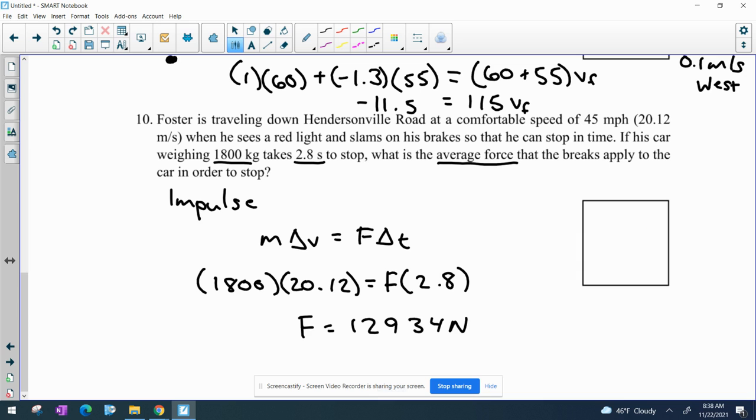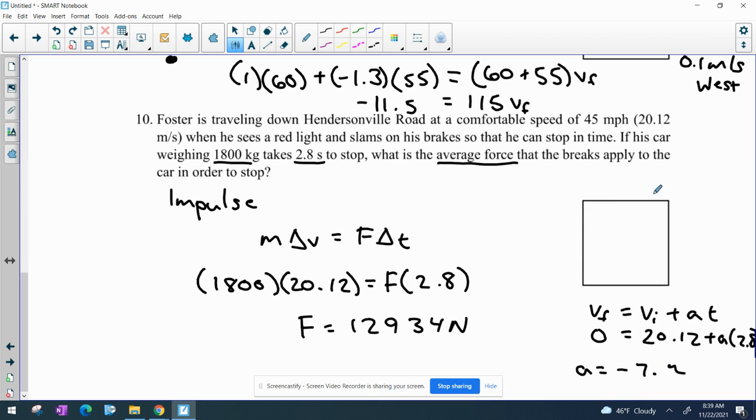Another way I saw people solving this, which is totally valid but not exactly related to this unit, is to find the acceleration by simply doing velocity final equals velocity initial plus at. If we know velocity final is equal to 0, velocity initial is equal to 20.12, plus acceleration and 2.8 for the time, then you can just plug in and solve for the acceleration. I haven't found that value yet, but it's a negative acceleration. I think it's negative 7 point something.